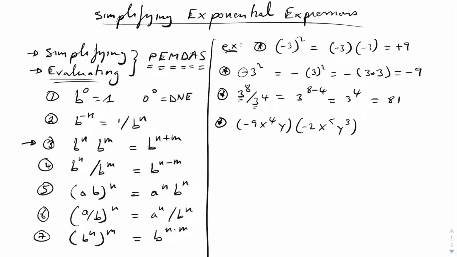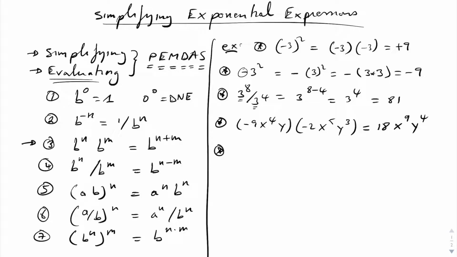But let's start with the numbers here first. So you have -9 and -2, and that should give you 18, and then x to the power of 4 and x to the power of 5 should give you x to the power of 9, and then y to the power of 1 and y to the power of 3 should give you y to the power of 4. Next one here is going to be involving divisions.